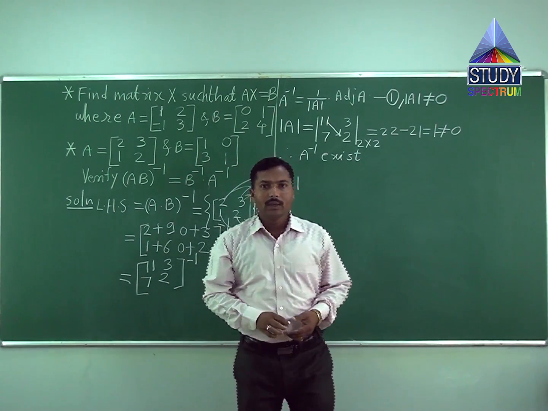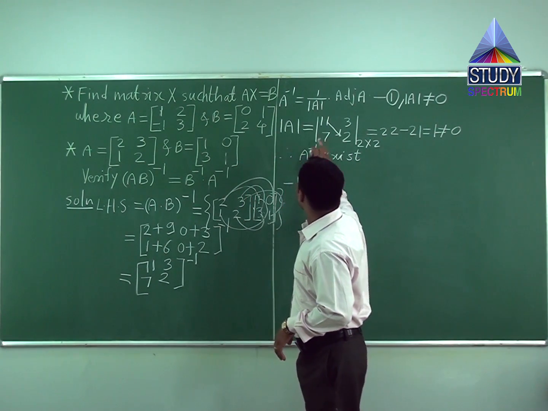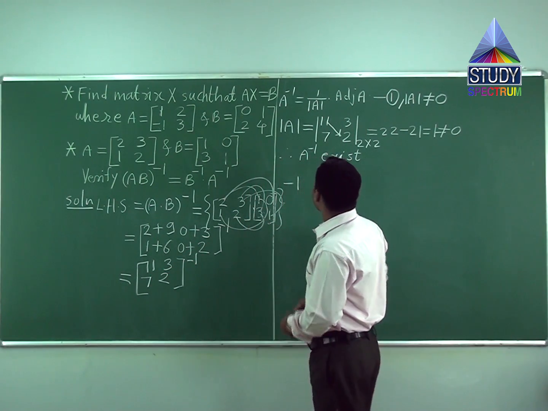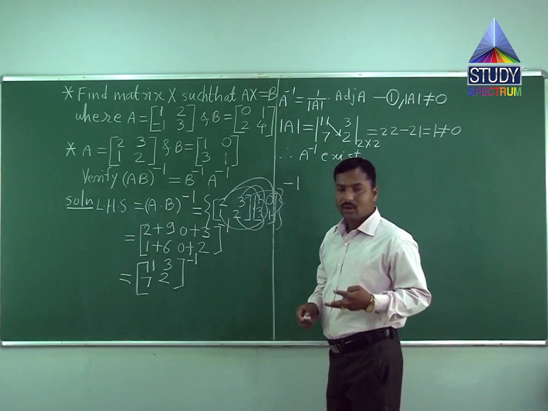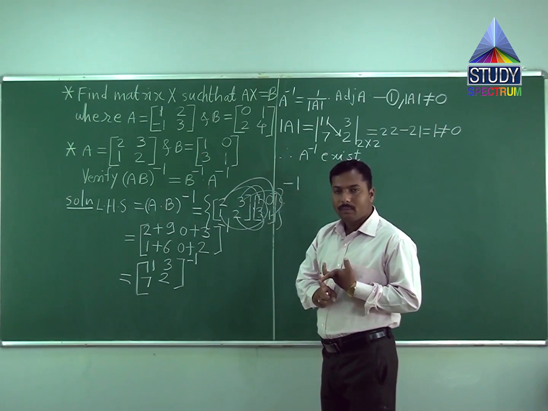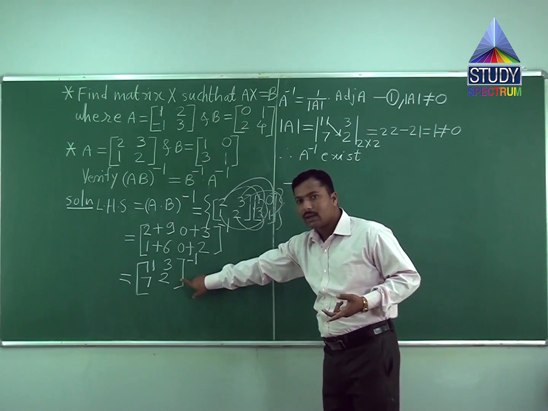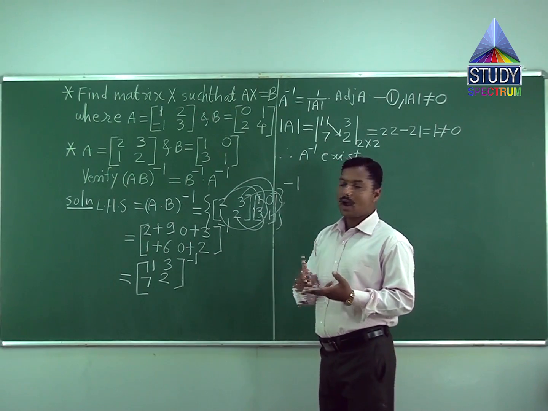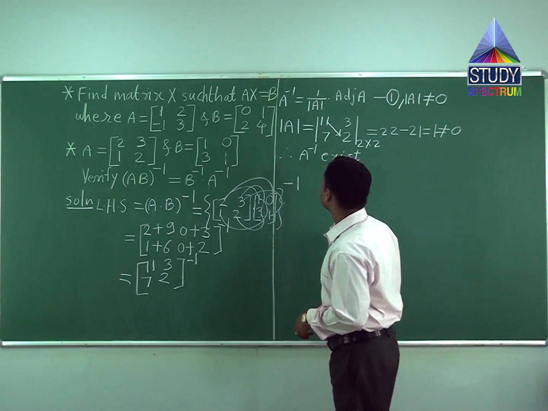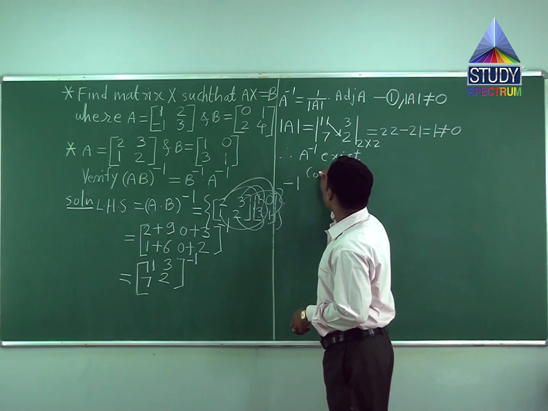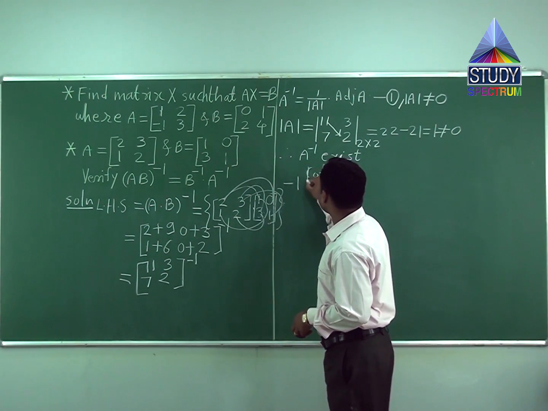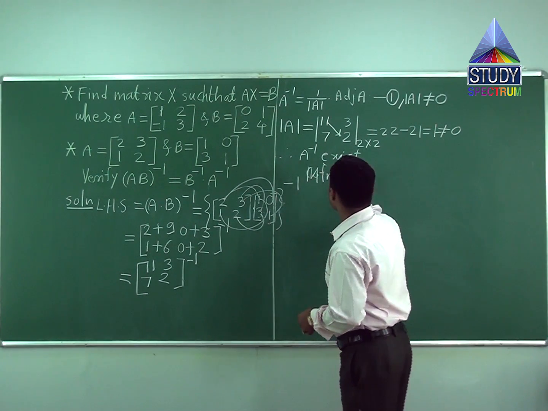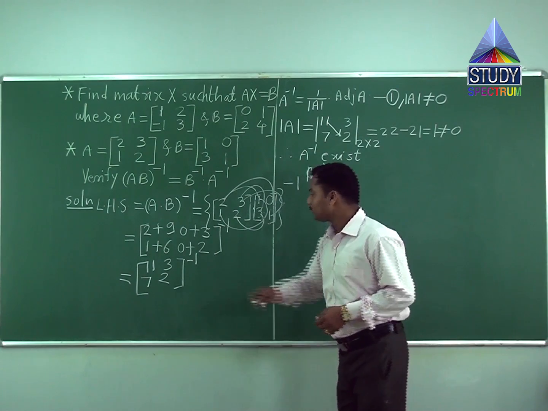Again, we find the adjoint of this matrix. So for adjoint there are three steps. We find the minor of matrix A, meaning this matrix. We find the cofactors of this matrix, and lastly the adjoint of this matrix. So first we find the minor. So minor matrix equal to what for this matrix?